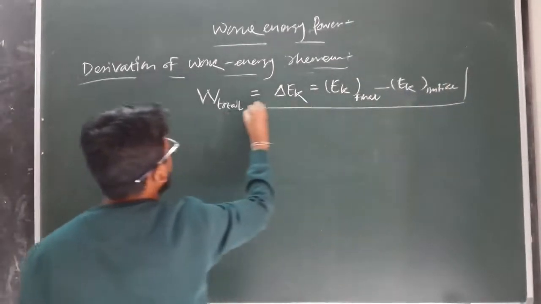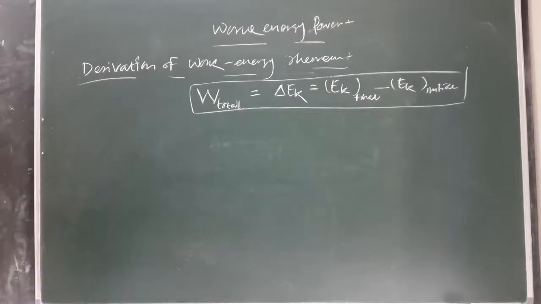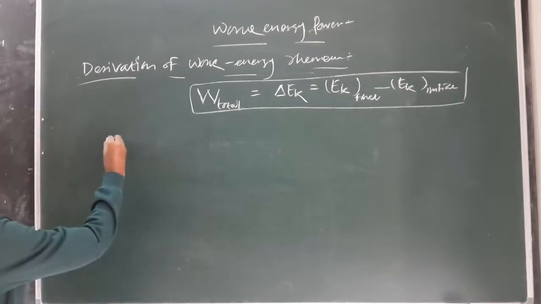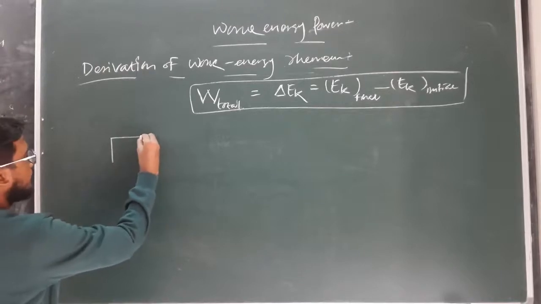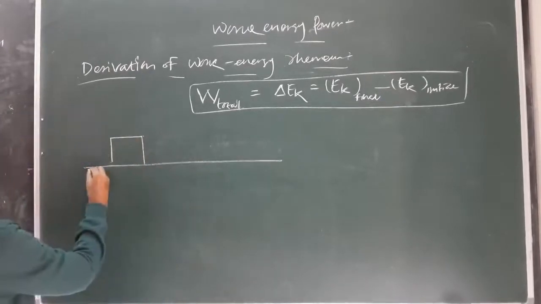Okay, so let us now derive this relation, how the kinetic work energy theorem is derived. So first of all, consider a block of mass m which is placed on a smooth horizontal surface.